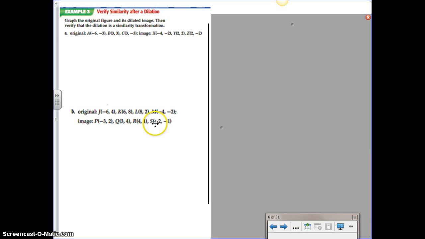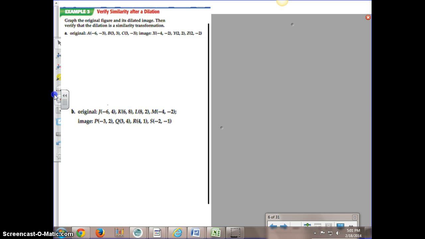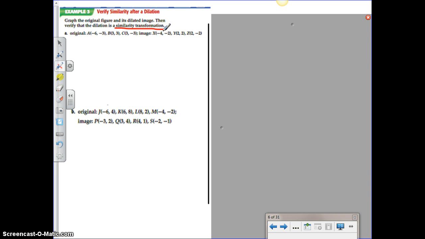Finally, and here's where it gets a little bit more challenging and we have to use our geometry skills, we are going to graph the original figure and its dilated image, then verify the dilation is a similarity transformation. Remember, for triangles, similarity means that sides are proportional and angles are the same. And the same thing is true for any other shape. So why don't you pause the video on your graph paper and graph these original and images, and then play it when you're ready to move on.